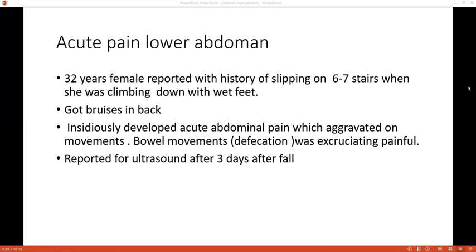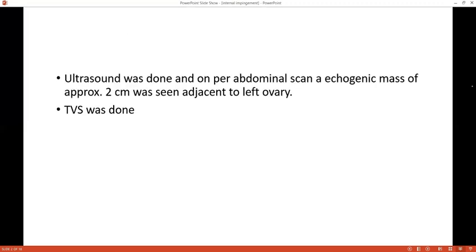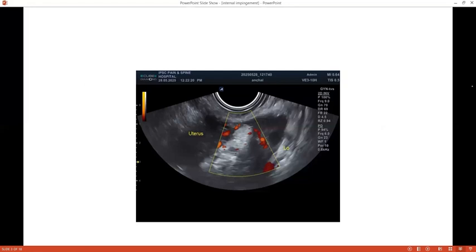Defecation was excruciatingly painful. Ultrasound was done after 3 days because she continually had pain in the abdomen, for which she was continuously taking painkillers. On ultrasound, I could see an echogenic mass adjacent to the left ovary, for which a transvaginal scan was done. The rest of the abdomen was unremarkable.